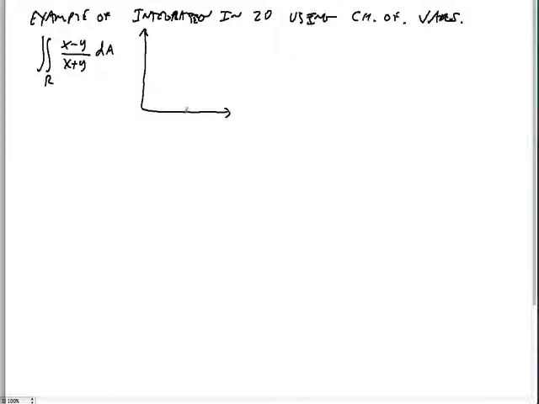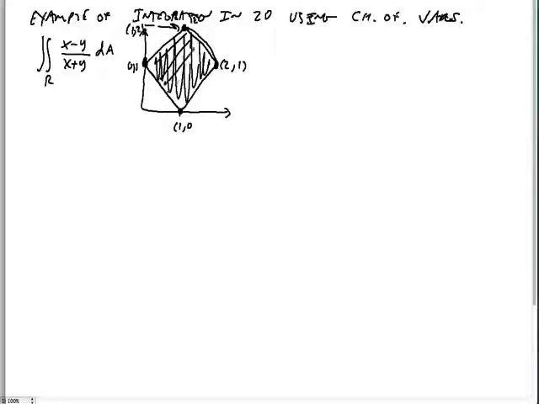And it's going to be a diamond with one vertex at (1, 0), another vertex at (0, 1), right there, another one at (1, 2), and another one at (2, 1), like that.